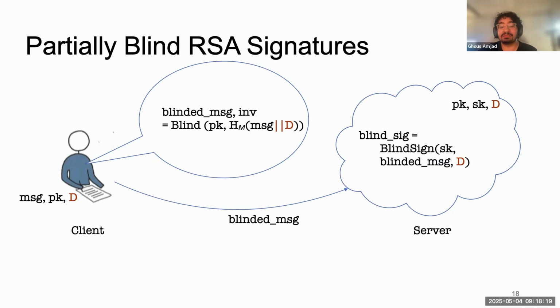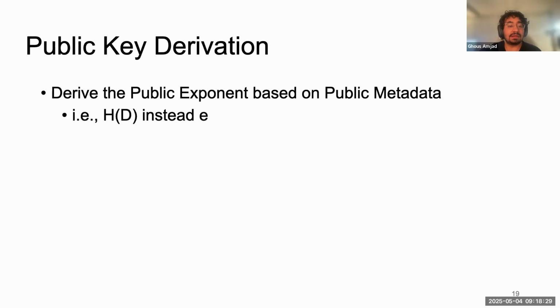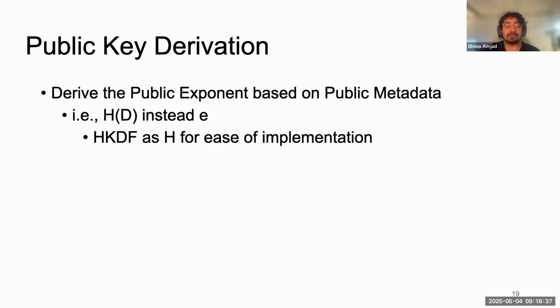Now the server needs to do something with the public metadata, otherwise the client can lie about the augmented public metadata during verification. So what happens is essentially under the hood, instead of the public exponent e, we derive the public exponent using the public metadata. Secondly, for derivation, we basically use an HMAC-based key derivation function. This is just for ease of implementation.